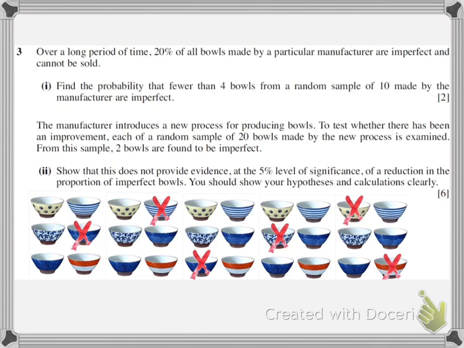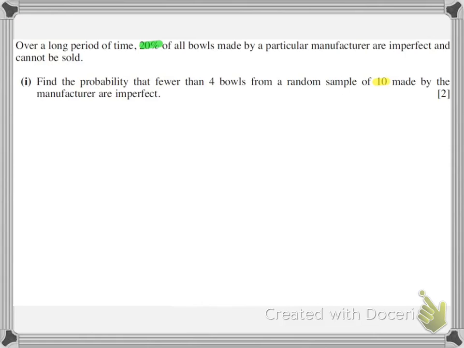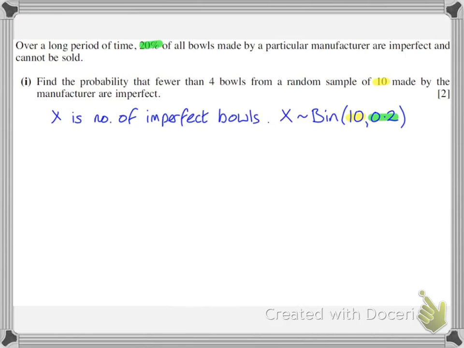At first, all we have to do is find the probability that fewer than 4 bowls from a random sample of 10 made by the manufacturer are imperfect. So first of all, setting this up using the binomial distribution, we've got that it's 20% of the bowls that are imperfect, and in this question it's a random sample of 10 bowls. The thing we're interested in is the number that are imperfect. So I'm going to let x be the number of imperfect bowls. So x is going to have a binomial distribution where the two parameters we need to give, n is 10 and p 20%. So we've got n is 10, 20% is 0.2.